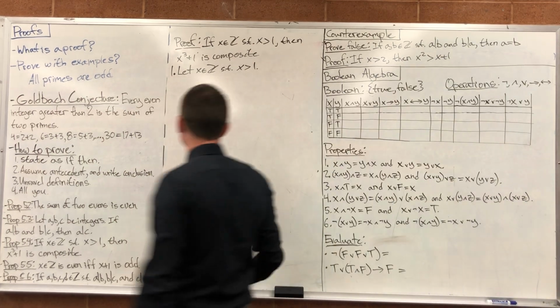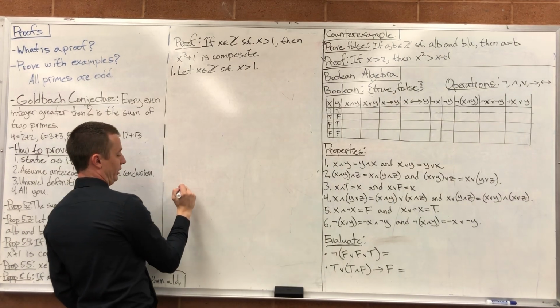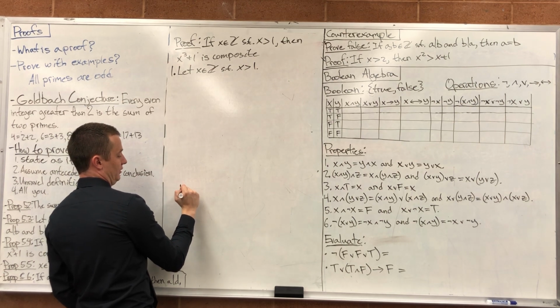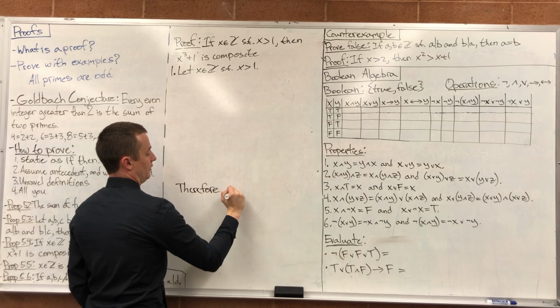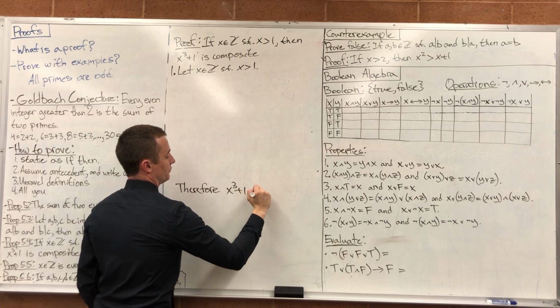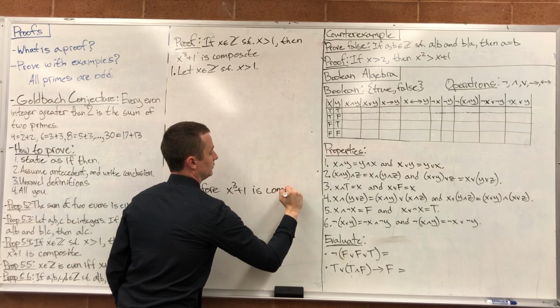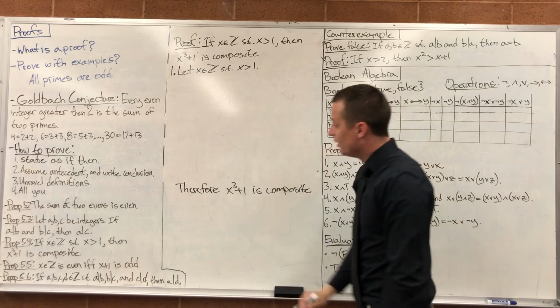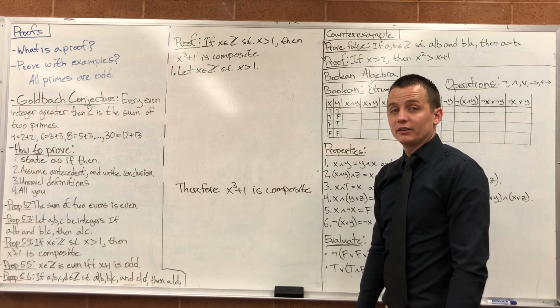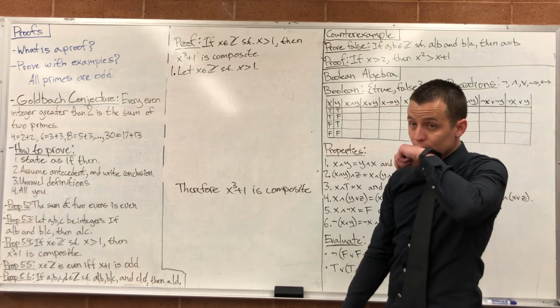What's our conclusion going to be? Tell me what to write. Therefore, x cubed plus 1 is composite. All right. Now we've got to somehow connect these things.